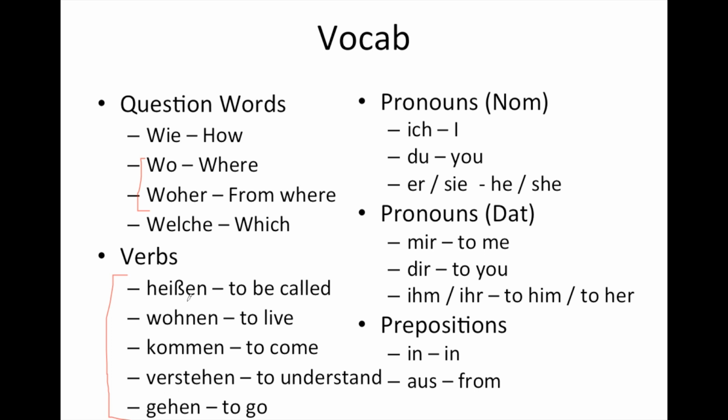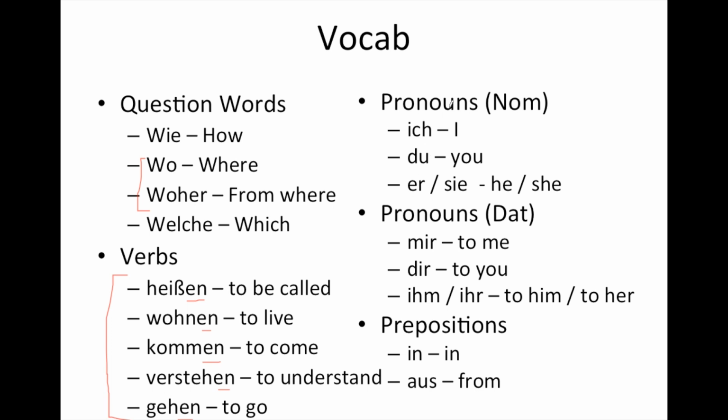You'll notice that all of these verbs end with an en. All German verbs end with either an n or an en. Most of the time it'll be an en. That means that they're in their infinitive or their unconjugated forms. So we don't have any subjects for these verbs. They're just in their normal, regular form if we're saying them without a subject.